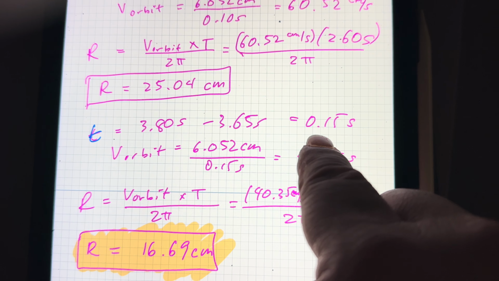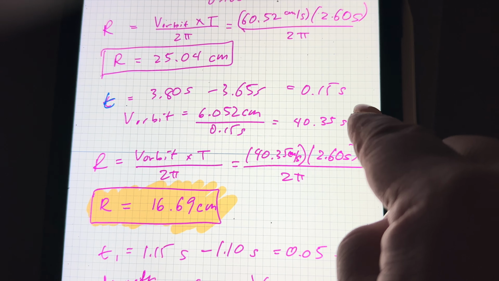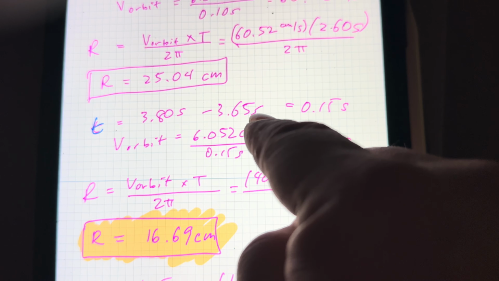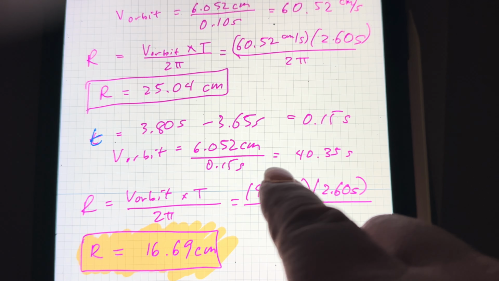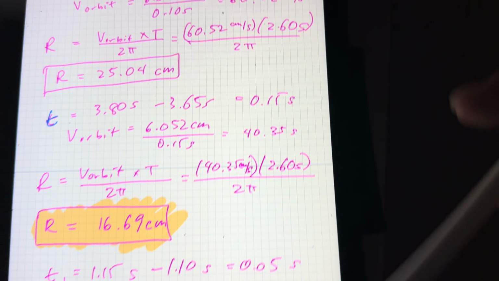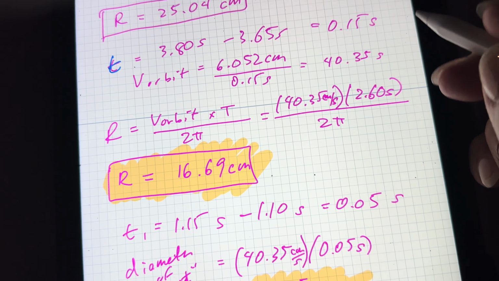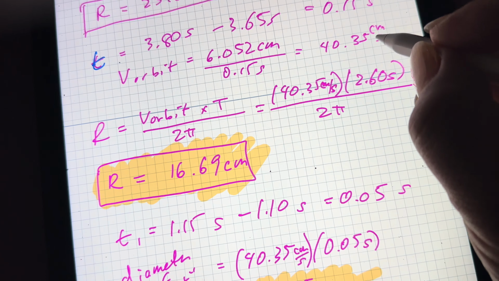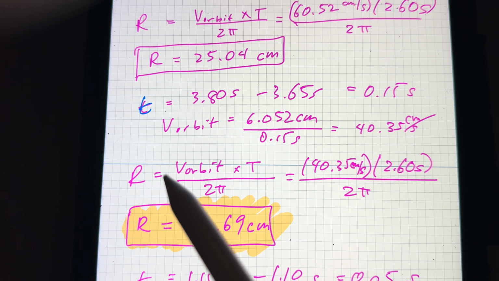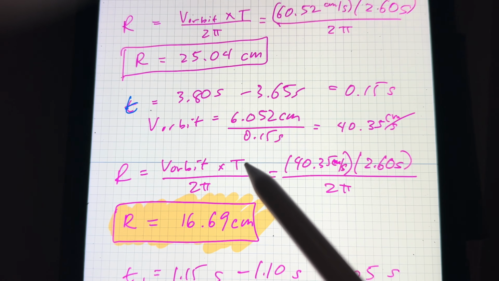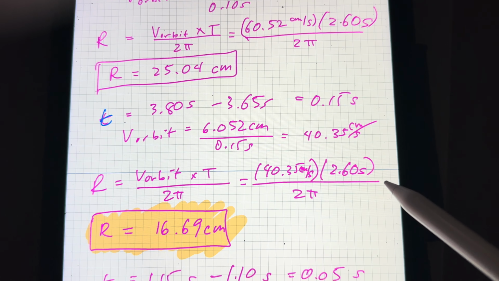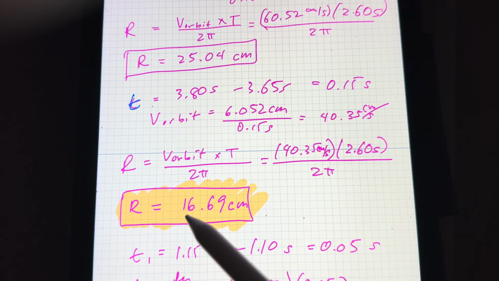So I got 0.15 seconds for that. And then the diameter of the bulb divided by 0.15 seconds gives me the orbital speed being 40.35 centimeters per second. Sorry, my bad, this should be centimeters per second here. And then the radius, r is equal to v orbit times T. So 40.35 centimeters per second multiplied by 2.0 seconds for the orbital period divided by 2 pi, we end up with 16.69 centimeters.